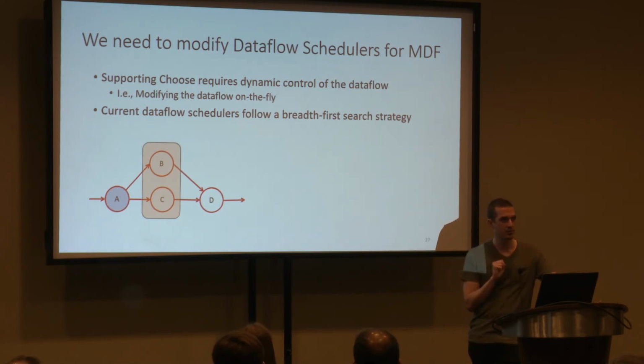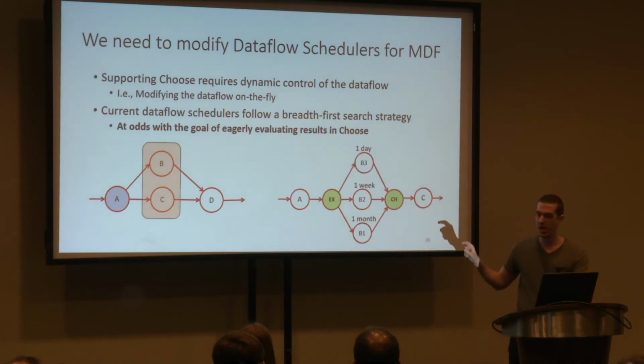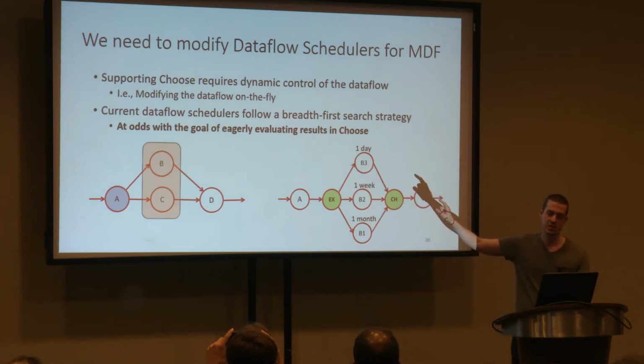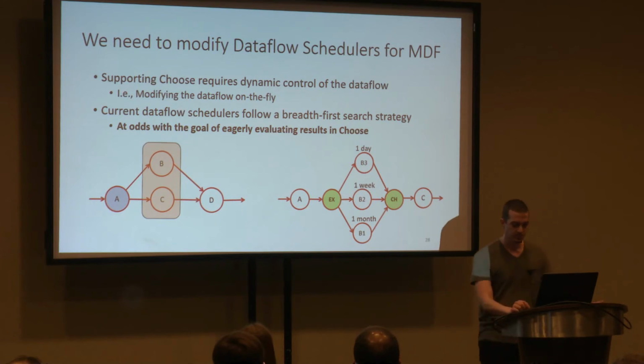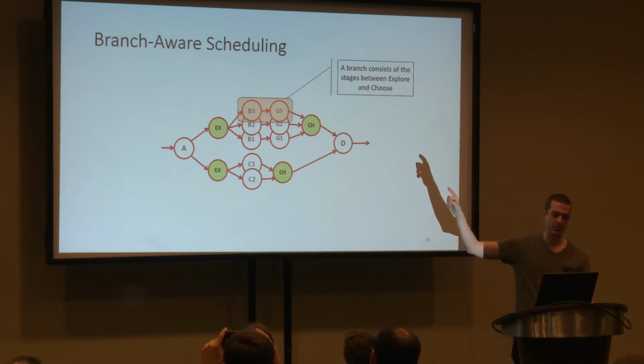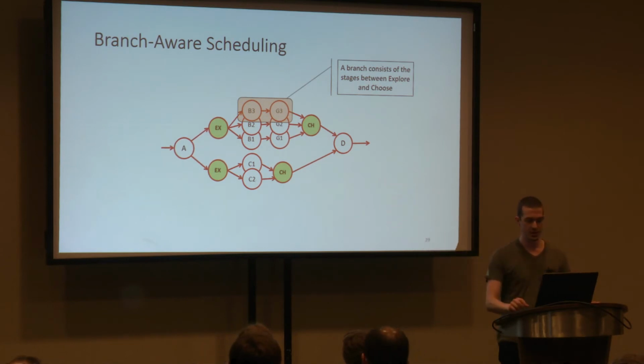Otherwise, D won't run. And that is at odds with our goal of executing B3 as soon as B3 is ready. Here, we want to execute B3 and give it to Choose. We don't want to execute B3 and B2 and B1 and then give it to Choose, otherwise we are in the same situation. So our response for that is branch-aware scheduling. For terminology purposes, I'm going to use a branch to refer to the subgraph in the data flow graph between an Explore and a Choose operator. So that's the highlighted part over there.